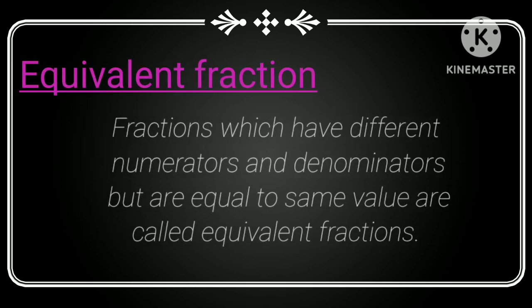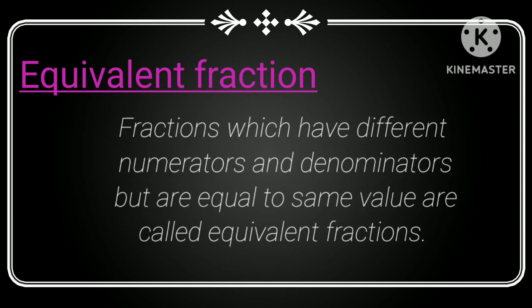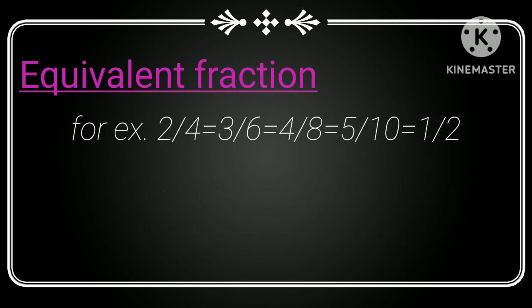Fractions which have different numerator and denominators but are equal to same value are called equivalent fractions. For example, 2 by 4, 3 by 6, 4 by 8 and 5 by 10 all are equivalent fraction and represent the same quantity, that is 1 by 2. Let's visualize how they all have equal values.